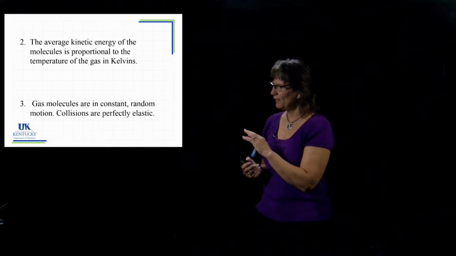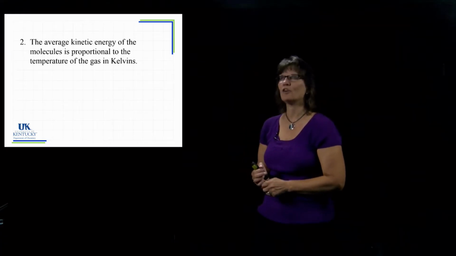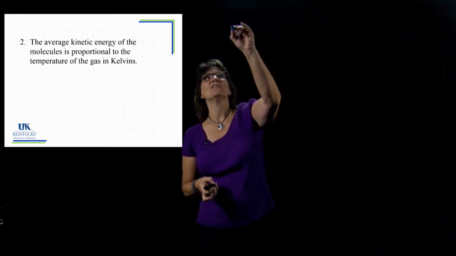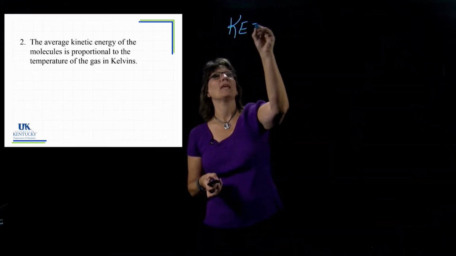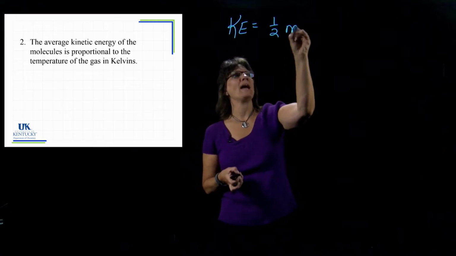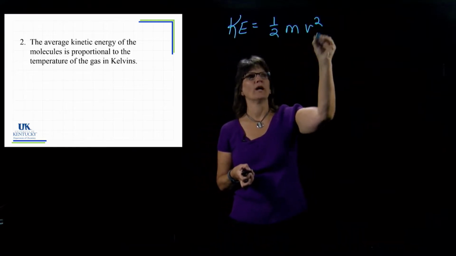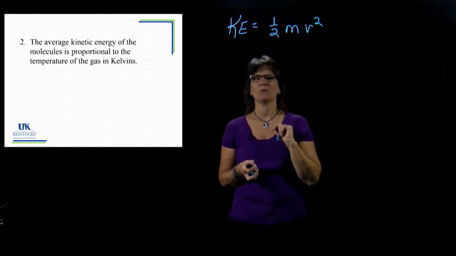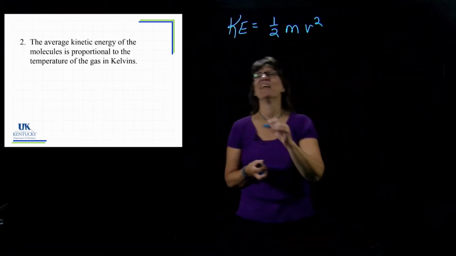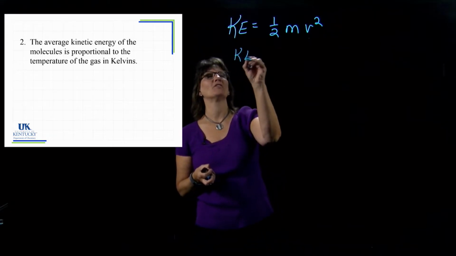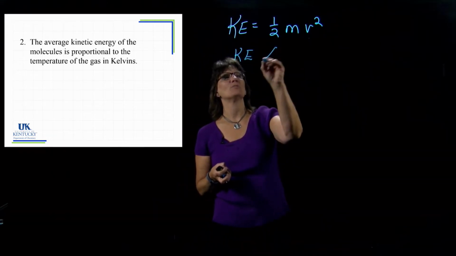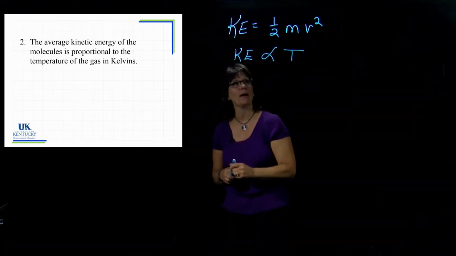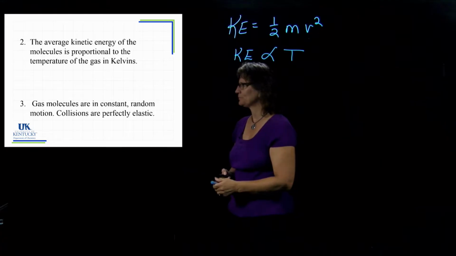Okay, and there's going to be a formula that you can write into your notes at this point: kinetic energy equals 1/2 mass times the velocity squared. Let's say this: we'll worry about that equation later. Kinetic energy is proportional to temperature. That's all that was going to go in there. I'm sorry, we'll come back to that equation a little bit later.